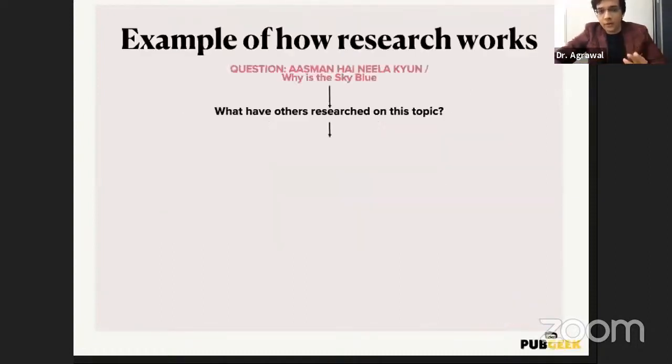This is just an example of how research works, right? I don't know if you guys have seen the Farhan Akhtar film Rock On, where he asks, "Asma hai neela kyun, why is the sky blue?" Right? Why is the sky blue? So we all know that the answer to this is due to scattering of light waves, yada yada. However, how do we know this?